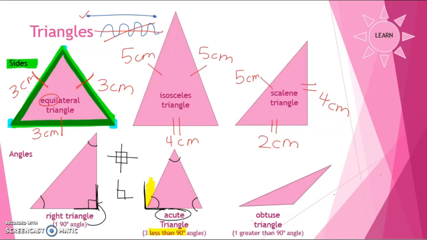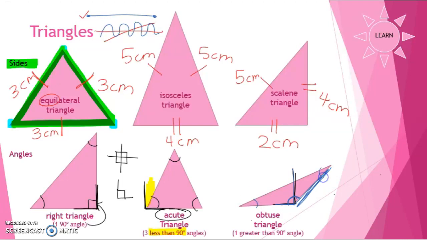And then we have the obtuse triangle. An obtuse triangle has an angle that is greater than, look at that angle, greater than 90 degrees. If we were to put a perfect corner here, you can see that this side of the triangle goes way outside of that line. So this is considered an obtuse triangle.